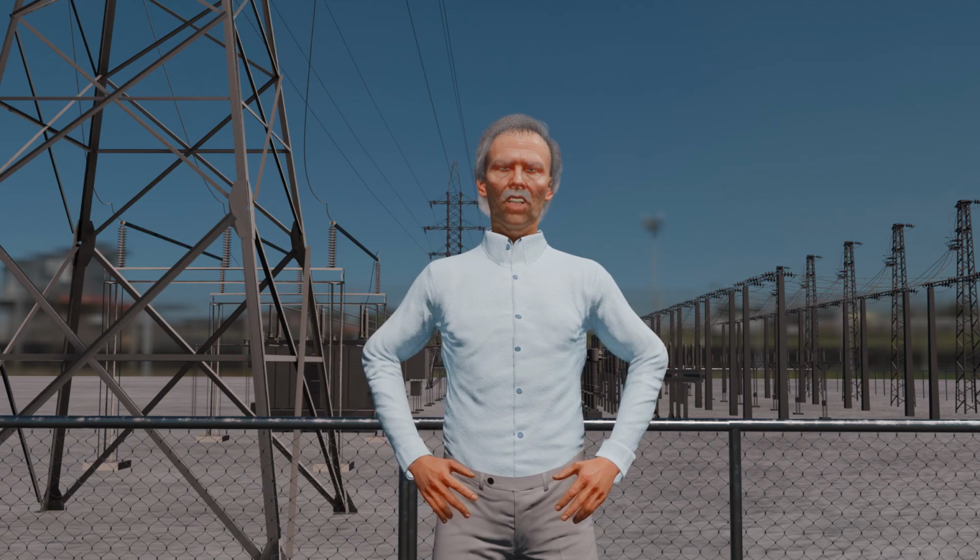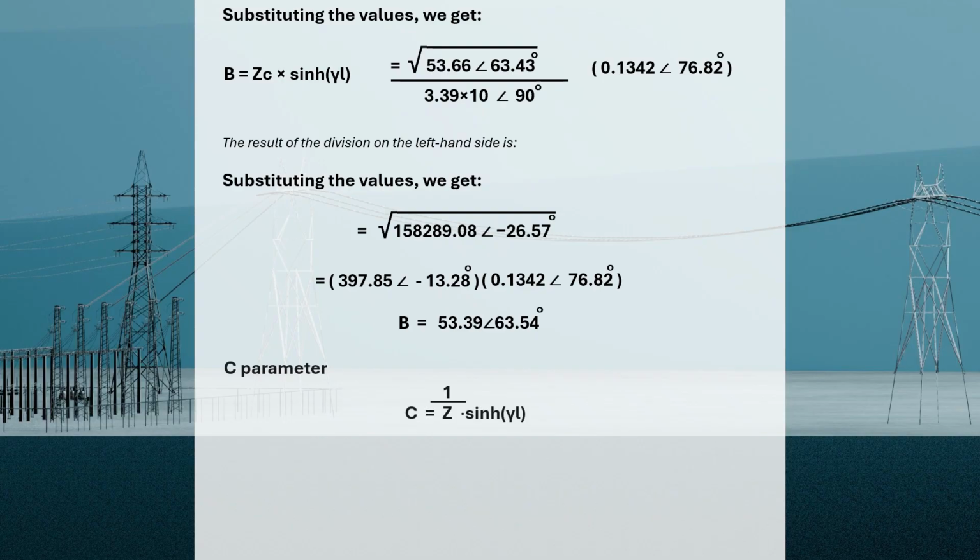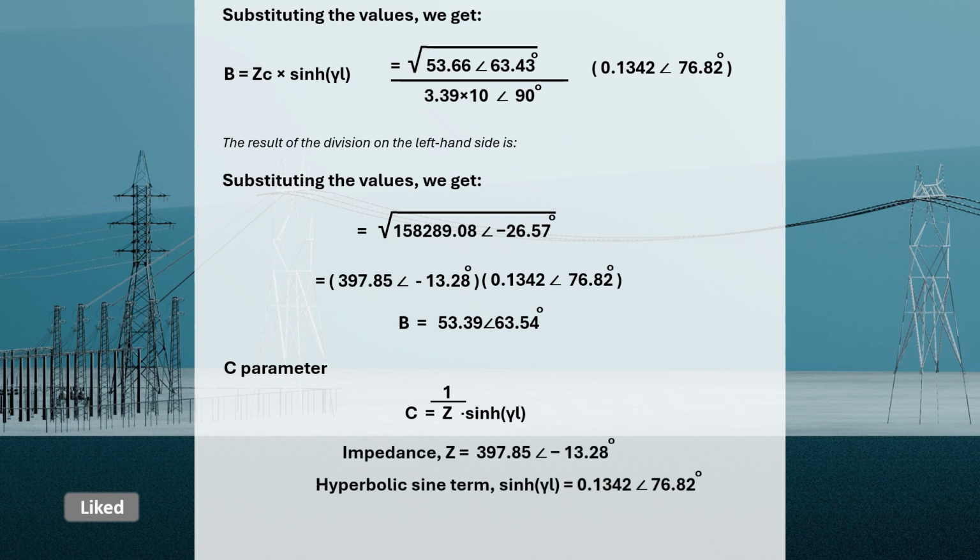For the C parameter, it is calculated as the reciprocal of the impedance multiplied by the hyperbolic sine of gamma L, which is expressed mathematically as this here. We are given the values to substitute into this formula here. The impedance is 397.85 at an angle of minus 13.28 degrees. The hyperbolic sine term of gamma L is 0.1342 at an angle of 76.82 degrees.